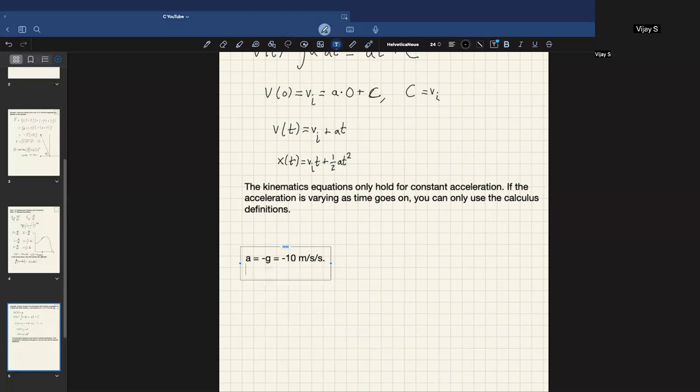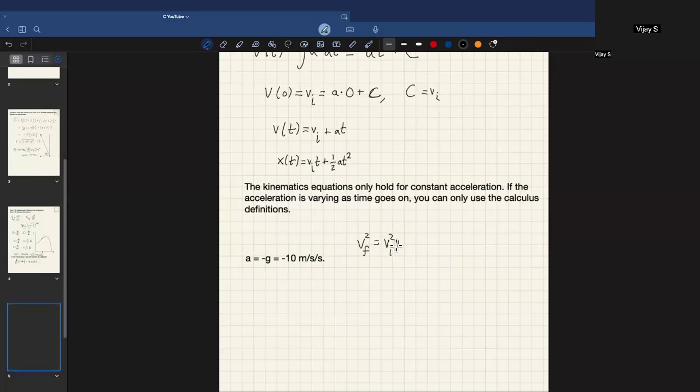In addition to that, there is another kinematics equation that doesn't really appear when you're doing this calculus. Some of you probably remember it, and I'm just going to write it out: VF squared is equal to VI squared, final velocity squared is equal to initial velocity squared, plus 2 acceleration times displacement. That, again, only holds for constant acceleration. That is a kinematics equation. You cannot use it when acceleration is varying as time goes on.